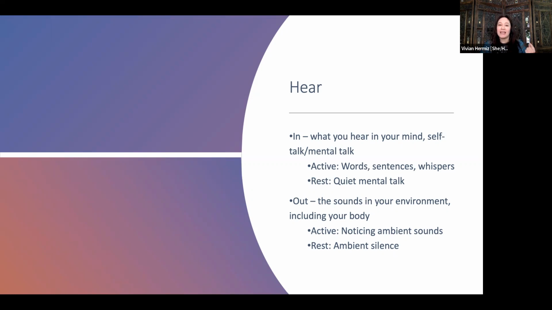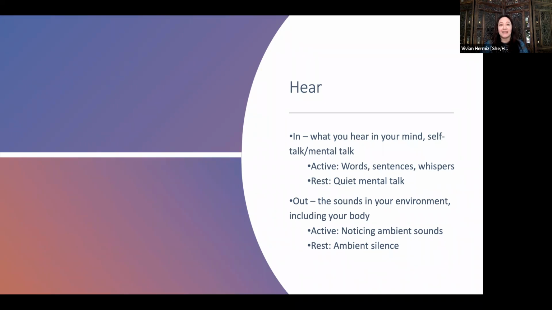So when you're hearing in and it's active, there are actually clearer words or sentences. They can even be softer, feeling more like a whisper, or it can have a very restful sense in that you don't hear any mental talk at all, or it's very unclear. Like you don't experience any sort of activity in the hear space internally.